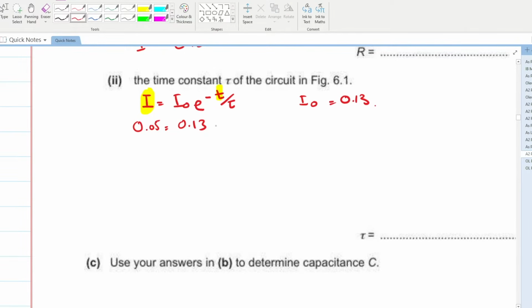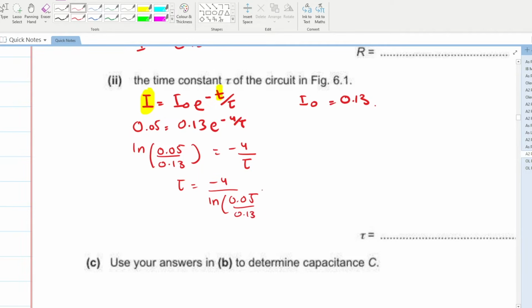I naught is 0.13. What was the value of e raised to minus time? It was 4 divided by tau. So let's calculate the value. ln of 0.05 divided by 0.13 is equal to minus 4 divided by tau. Tau will be equal to minus 4 divided by ln of 0.05 divided by 0.13. Let's calculate that: minus 4, ln, and in the bracket 0.05 divided by 0.13. This comes out to be what?